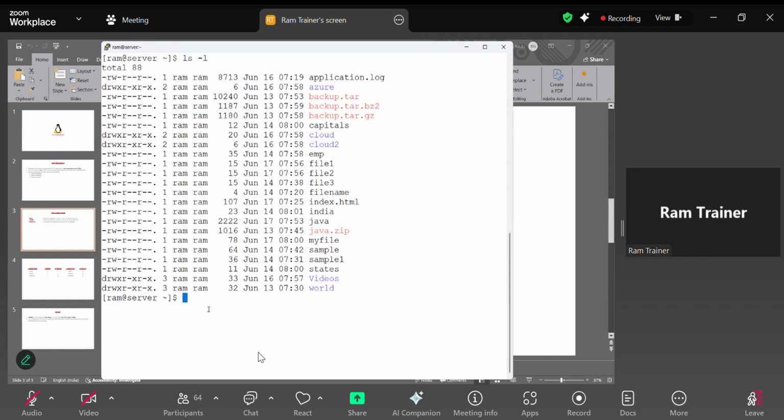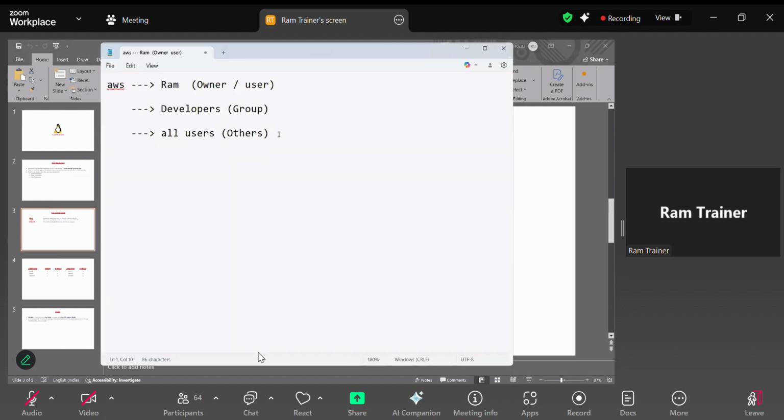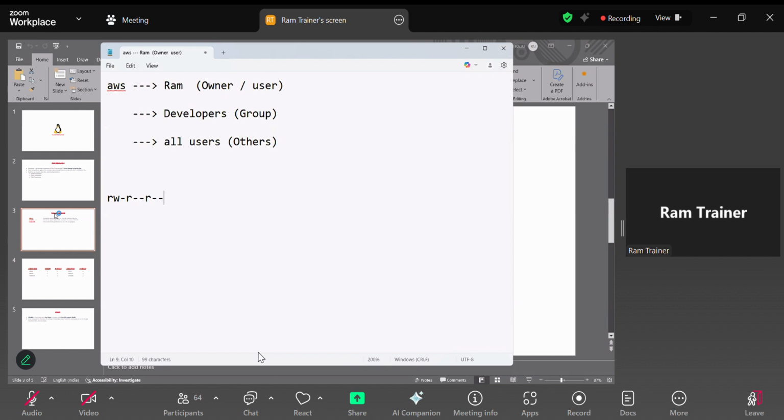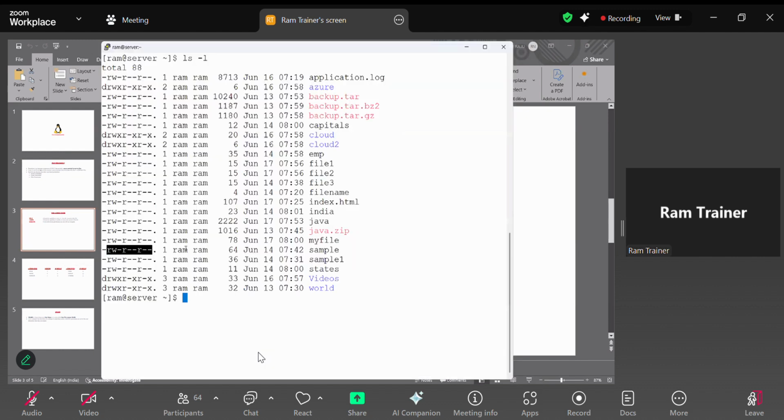And what about the second field onwards? These are the file permissions. So this is called the file permissions field. Totally 9 bits are there: 1, 2, 3, 4, 5, 6, 7, 8, 9. Please note it. This is the file permissions field.